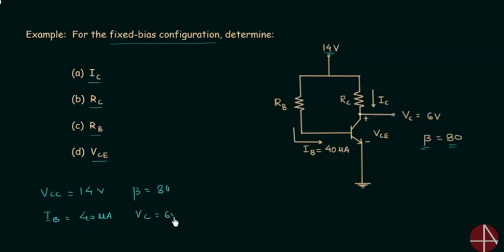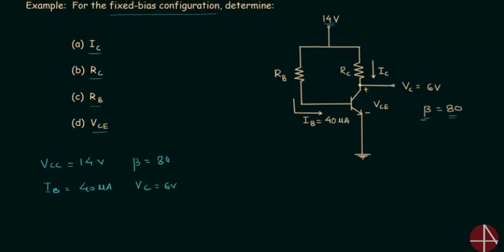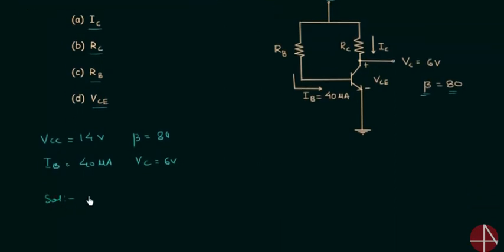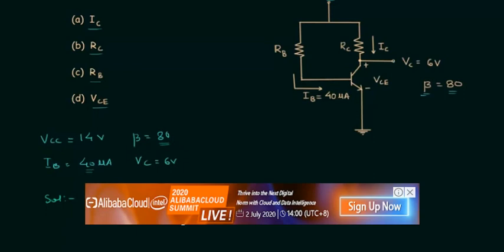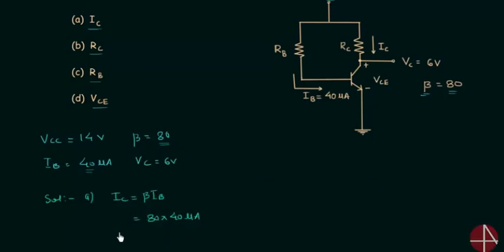VC is equal to 6 volts. Now I will solve the A part. I will calculate the output current IC. Solution of the A part. We already know IC is equal to beta times IB. Beta is equal to 80 and IB is equal to 40 microamps. So 80 multiplied by 40 microamps will give us the value of collector current, and when you solve this, you will have 3.2 milliamps as the value of output current IC. Now I will find out resistance RC, B part of the problem.